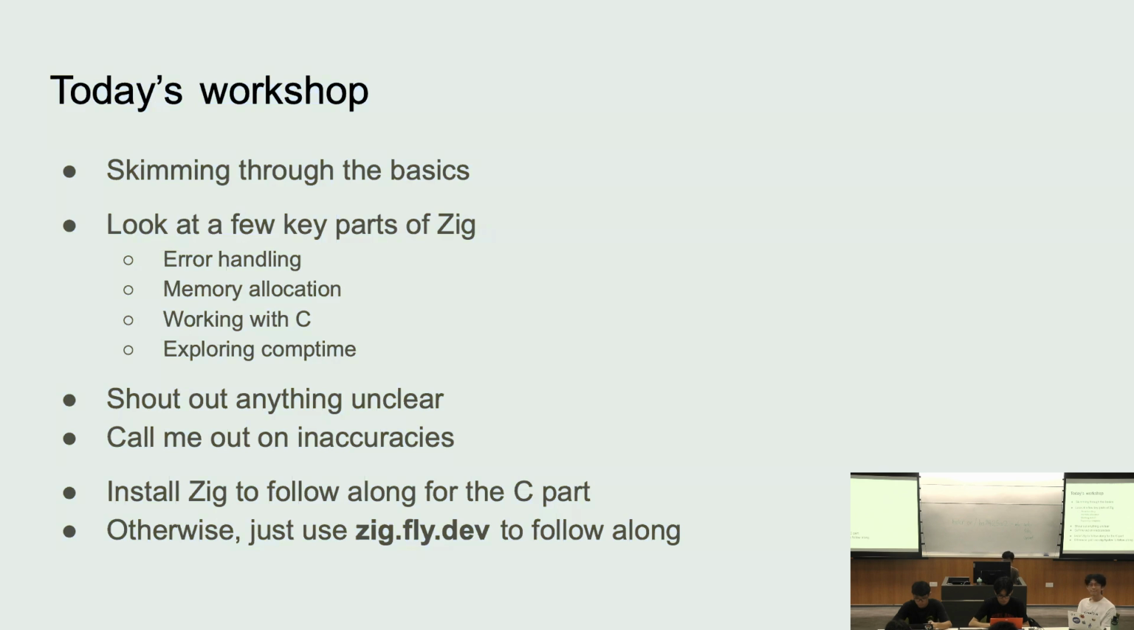So we'll look at a few cool parts of Zig, which is the error handling mechanism, the memory allocation, how memory is handled in Zig, working with C code directly, and exploring this feature called comptime, which is short for compile time, which we will explore later. So feel free to raise your hand at any point in time if anything is unclear, and feel free to call me out if you know more Zig than me, because I am just learning this as well.